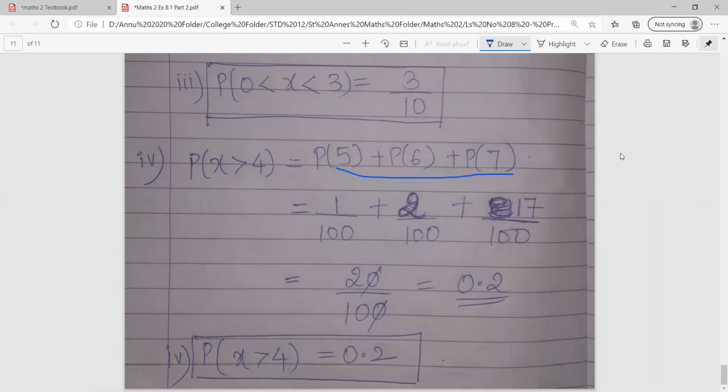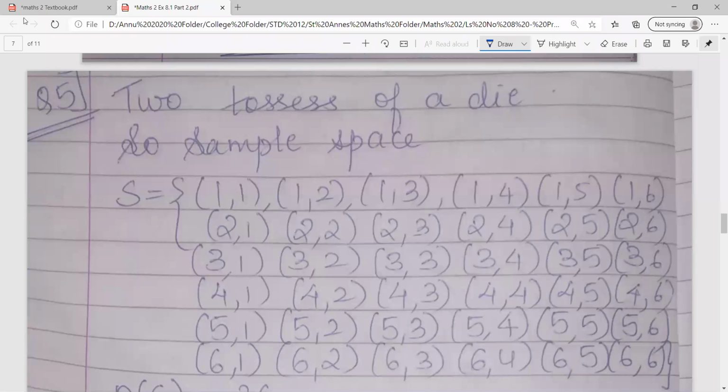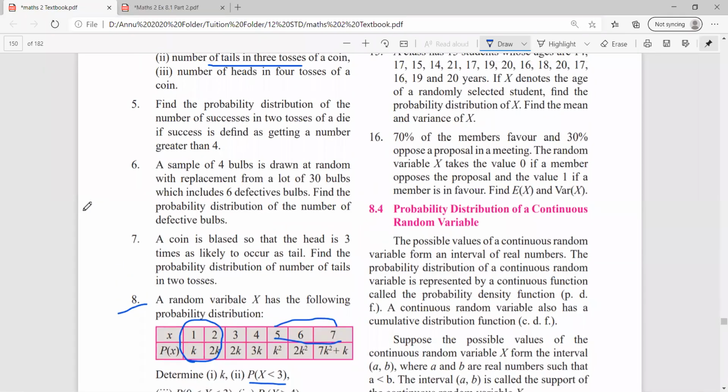So I hope you all followed the 8 sum, which is very important from exam point of view class. Now a small mistake happened. So again, we are going back to sum number 5, which I forgot to explain it to you all. So no worries, we can do it now as well. Coming to sum number 5. Find the probability distribution of the number of successes in 2 tosses of a die if the success is defined as getting a number greater than 4.